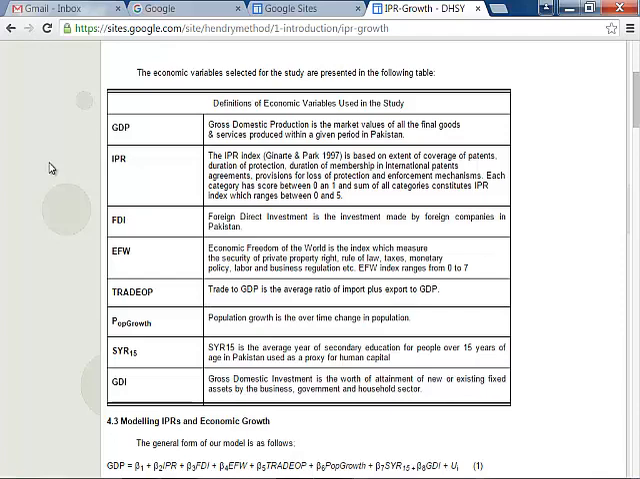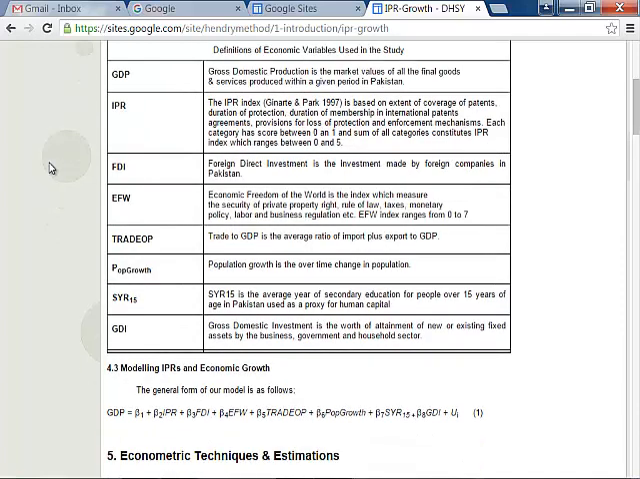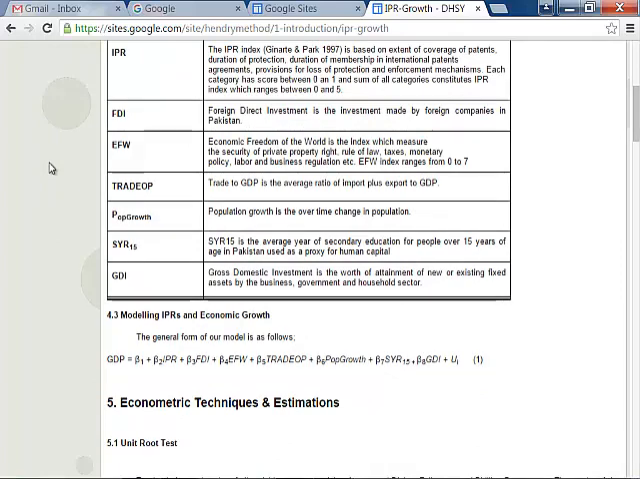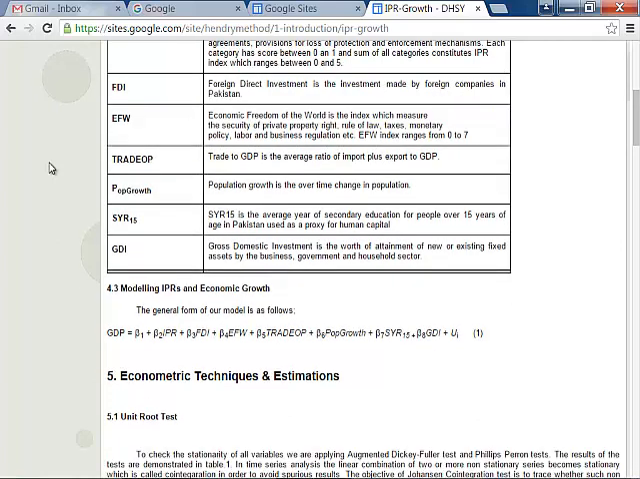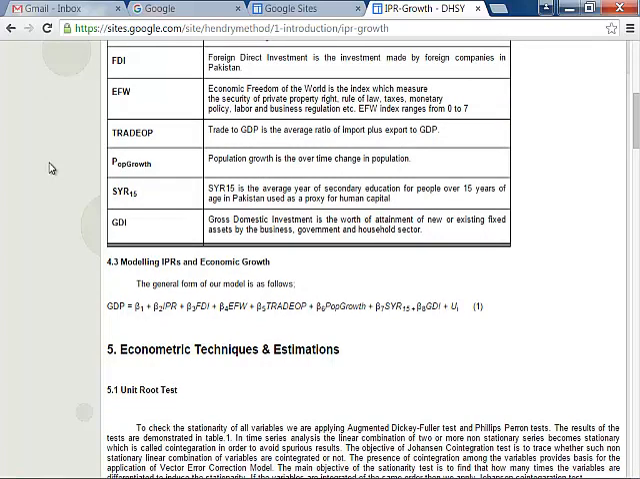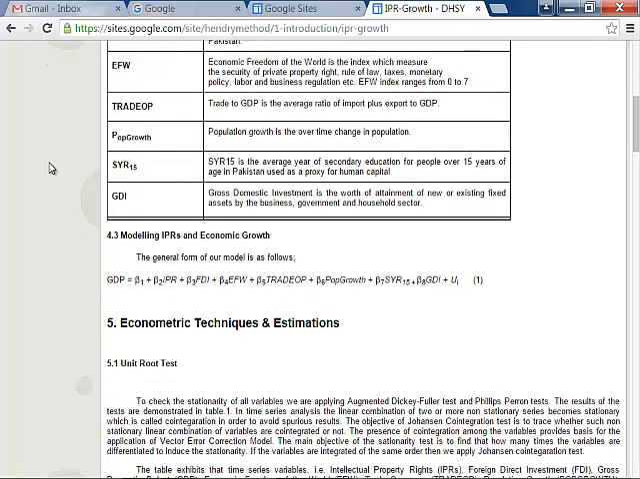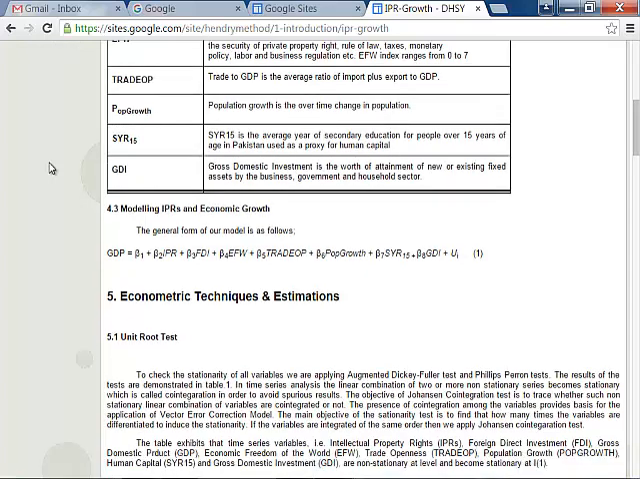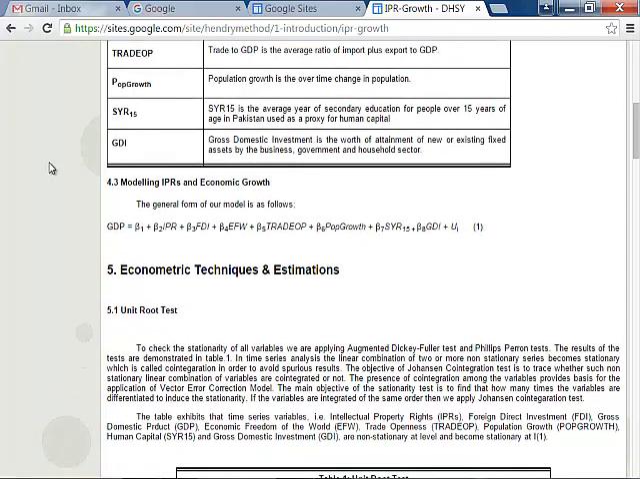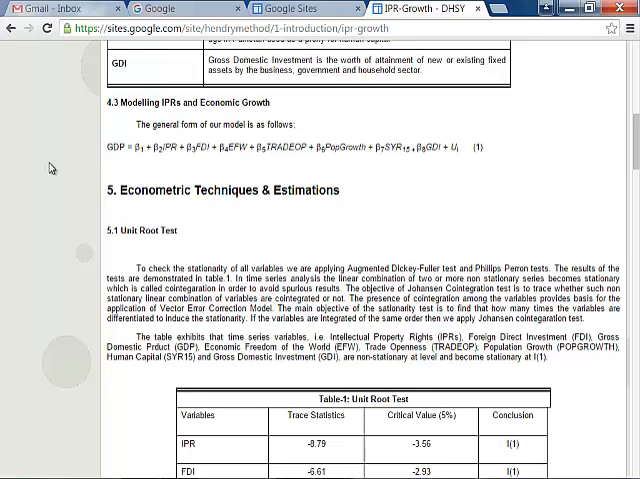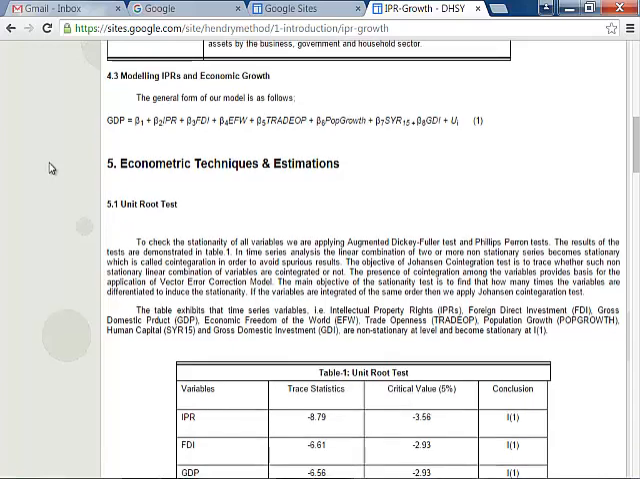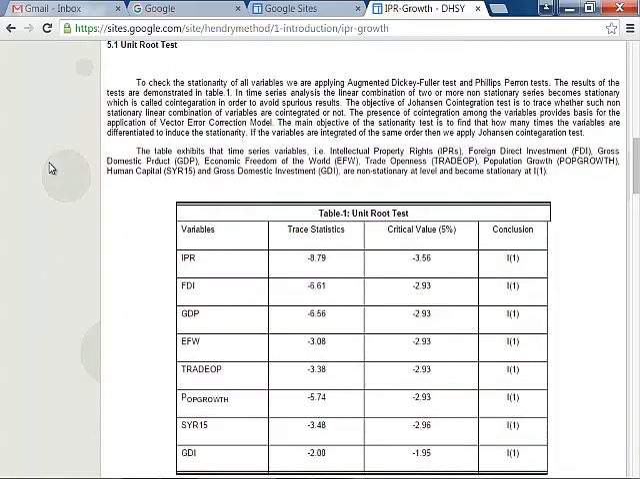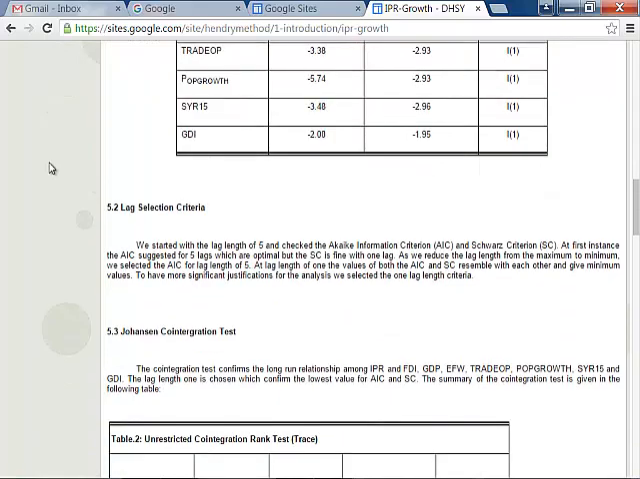International Property Rights Index, FDI, EFW, the Freedom Index, Trade GDP Ratio, Population Growth, Secondary Years of Education, and Gross Domestic Investment. Now here he has put in the investment variable, so at least the one criticism that the major variable has not been included is not applicable to this equation. And here is the analysis.